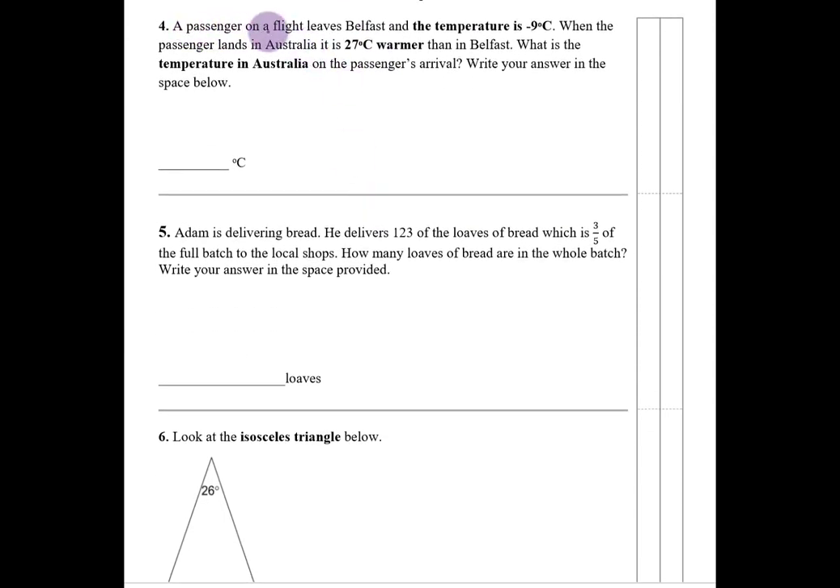Number 4, a passenger on a flight leaves Belfast and the temperature is -9 degrees Celsius. When the passenger lands in Australia, it's 27 degrees warmer than in Belfast. What is the temperature in Australia on the passenger's arrival? So we've got our temperature of -9 degrees in Belfast, and we need to get to the temperature in Australia, which is 27 degrees warmer.